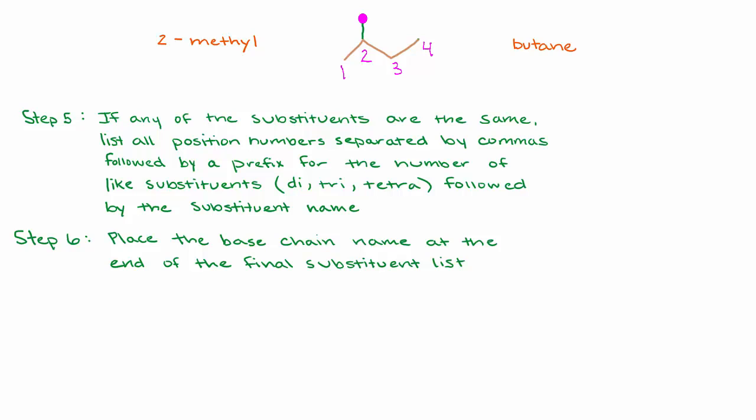Step 6. Place the base chain name at the end of the substituent or substituent list if more than one. This is the final isomer name, 2-methylbutane. Let's examine these steps again with a slightly larger structure.